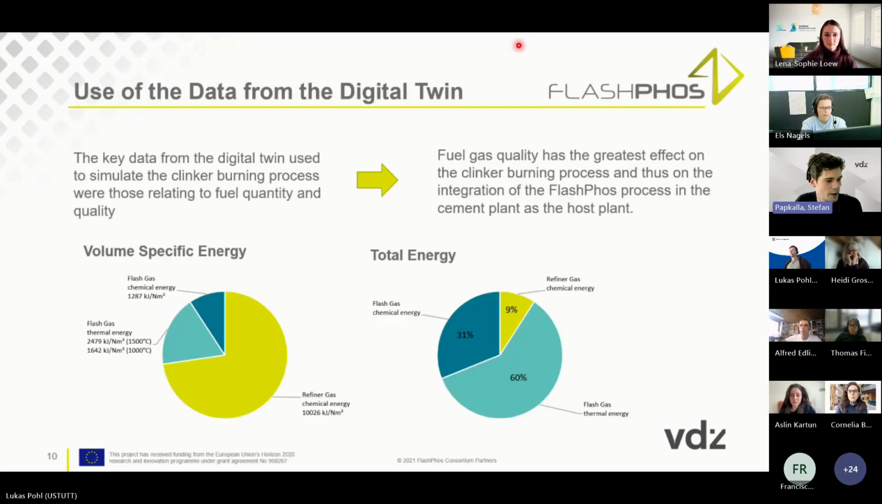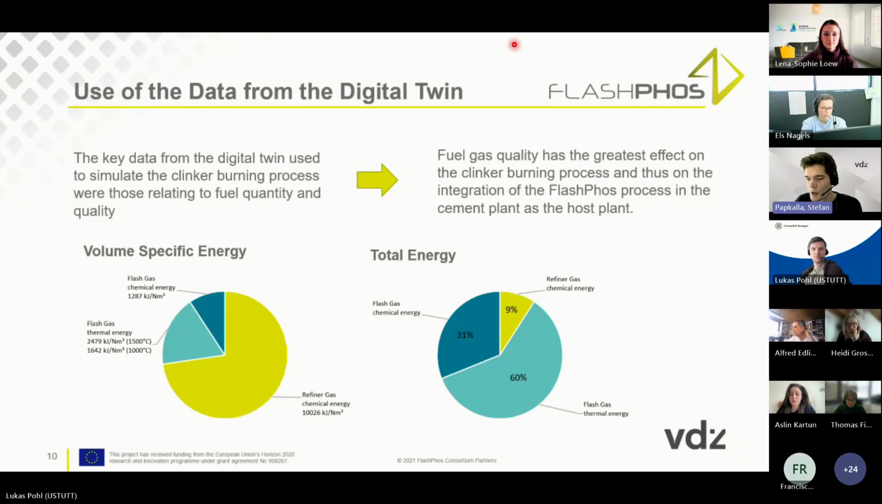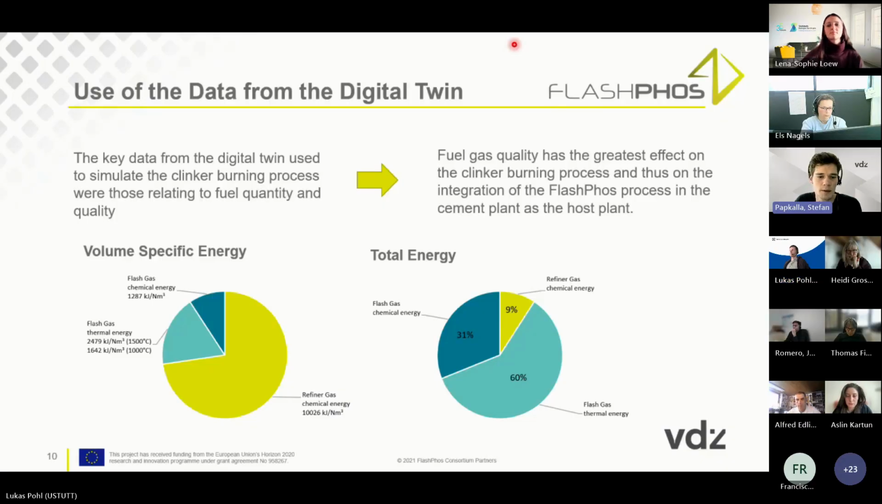So we say an integration is very challenging, but with some planned adjustments in the clinker burning process, we would say it would be possible. But we think that this is very specific to the plant layout and also the location of the cement plant when we talk about a real use case of integrating the FlashPhos process into a cement plant. This is a very short wrap up of the work we conducted.